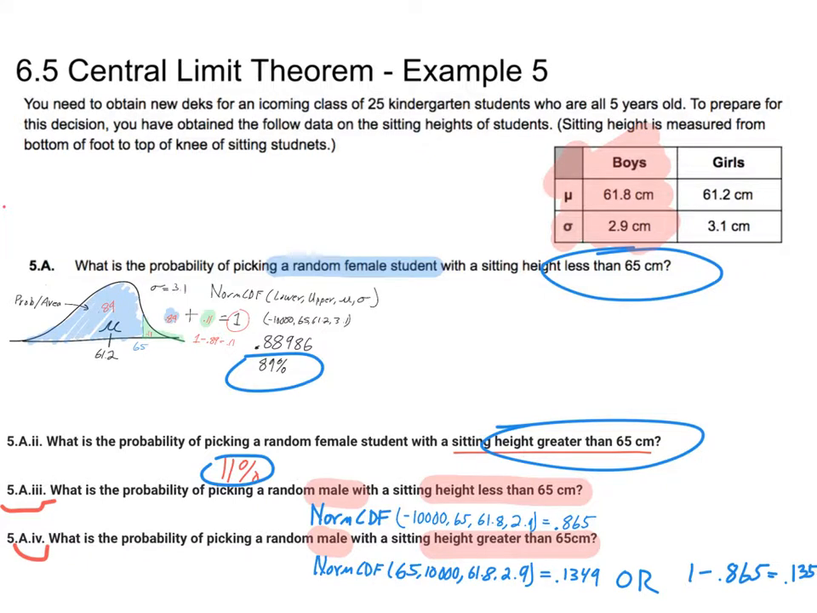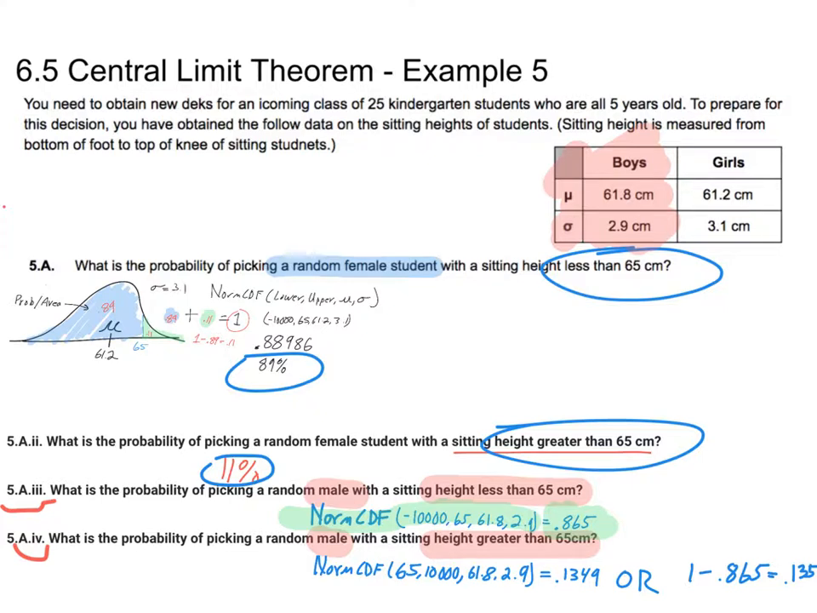All right, so now you see the answers to those 2 problems. There are 2 different ways to solve it, and the first one is straightforward. Normal CDF, negative 10,000 to 65. You're measuring the area from negative 10,000 up to 65, and then you enter the mean and standard deviation of that data. You get an 86% chance of finding a male student less than 65 centimeters.